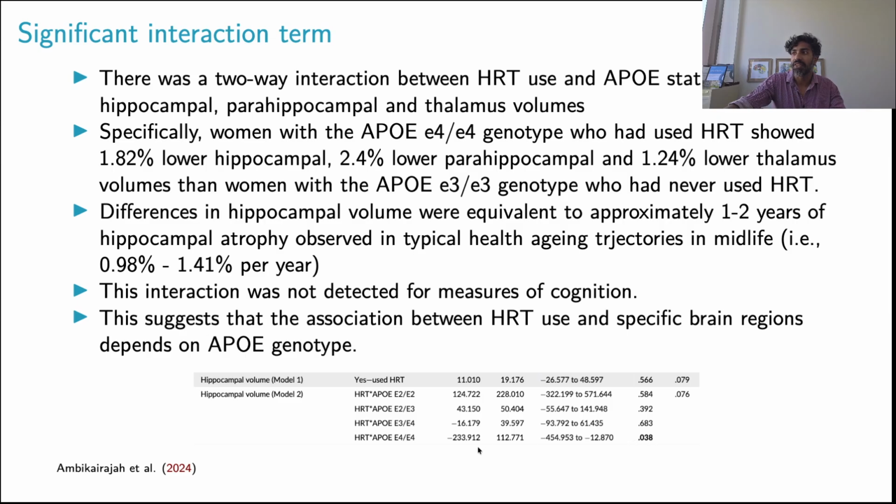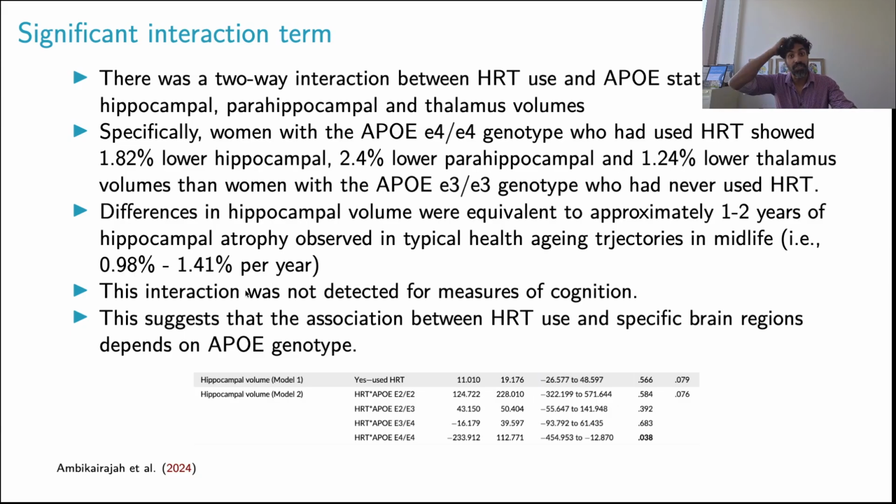And you can see that those with the E4 genotype had lower brain volume, this is the brain volume right here, and these are the confidence intervals. They had lower hippocampal volume specifically than the reference group here. And these differences in hippocampal volume, because again, it's more than just reporting the statistically significant effect, that's less than 0.05, but what is the size of the effect and is it clinically meaningful? I found that, in fact, they're equivalent to approximately 1 to 2 years of hippocampal atrophy observed in typical healthy aging trajectories of midlife, of about 1 to 1.4%.